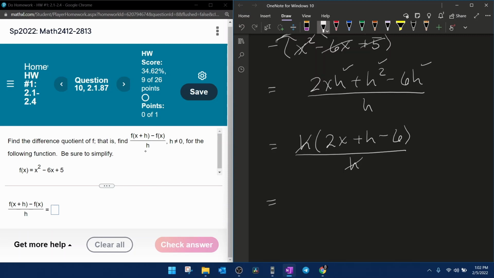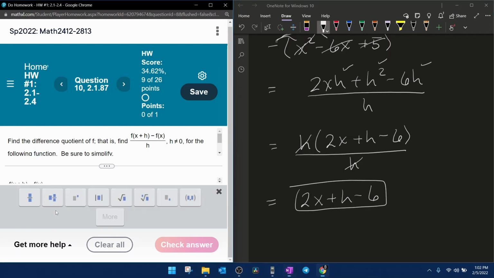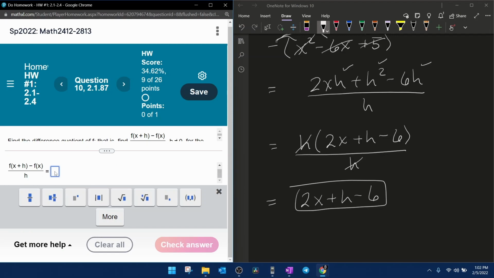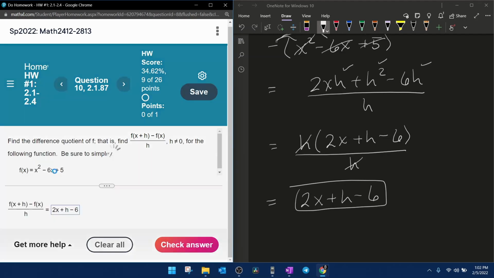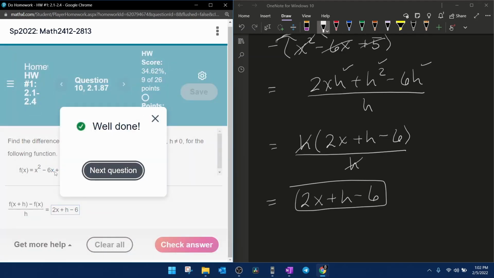So the simplified answer for the difference quotient will be 2x plus h minus 6, and that's what we need to put in the answer box. So we've got 2x plus h minus 6, and we're done. So that's going to do it for this particular problem.